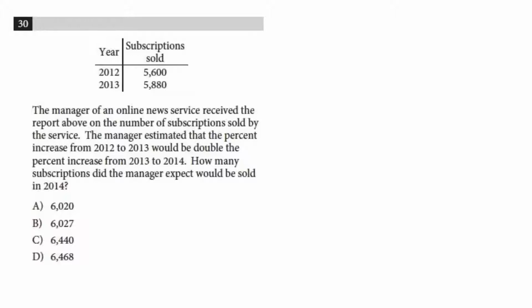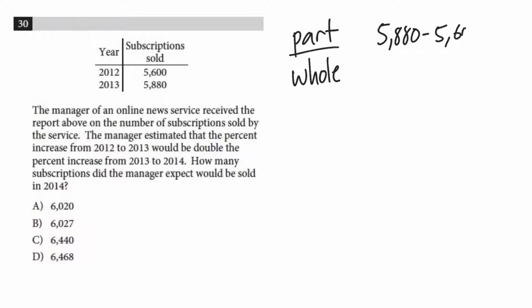So we want the percent increase from 2012 to 2013. So we want to think about this as part to whole. It comes up all the time. The part is the increase. Well, the increase in this case is going to be 5,880 minus 5,600. And the whole is the original number of subscriptions in 2012.